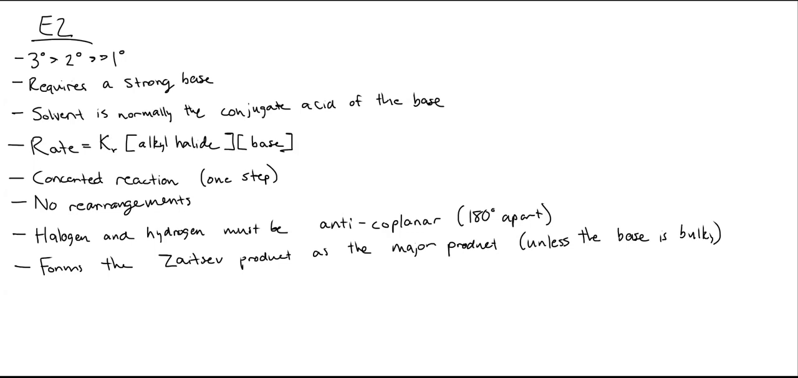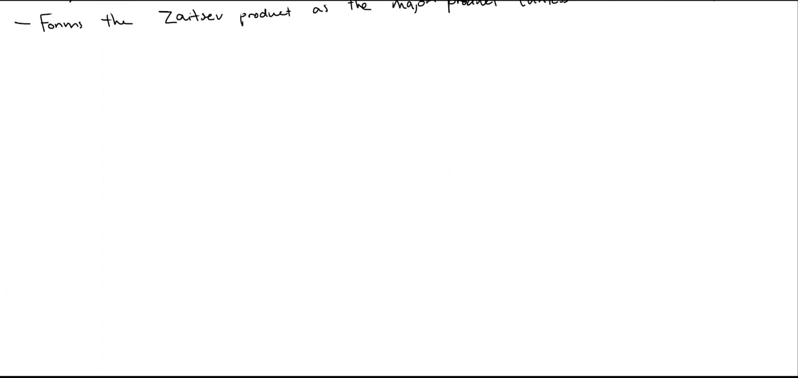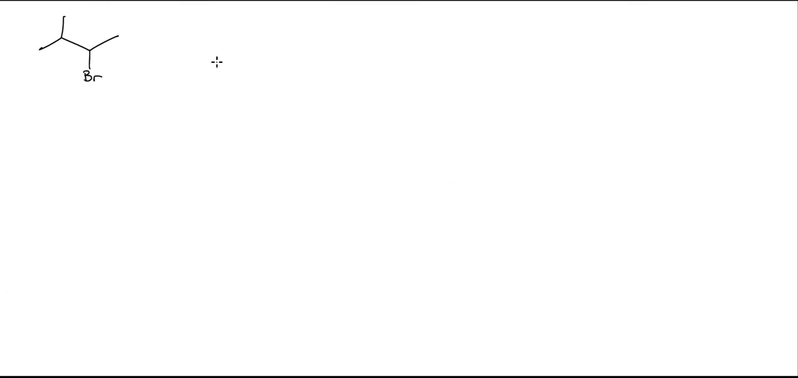Let's take a look at a couple examples really quickly. The very first thing we'll look at is this alkyl halide here. It's an alkyl bromide, and we're going to put it through sodium methoxide with methanol as a solvent. How do I know that this is E2? There's a couple things. Like we said earlier, it prefers 3 degree over 2 degree over 1 degree. This is a 2 degree alkyl halide, so it could go through E2.